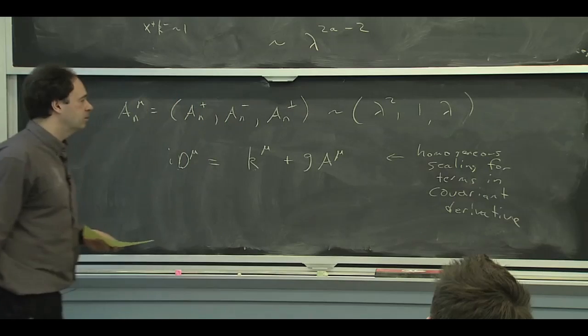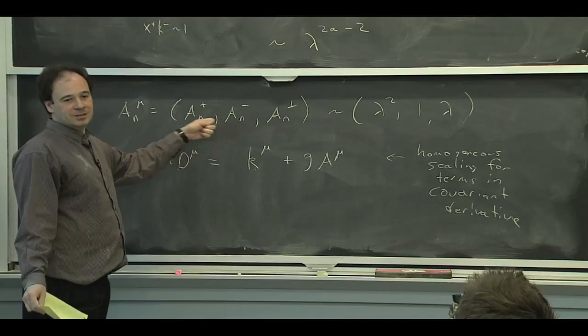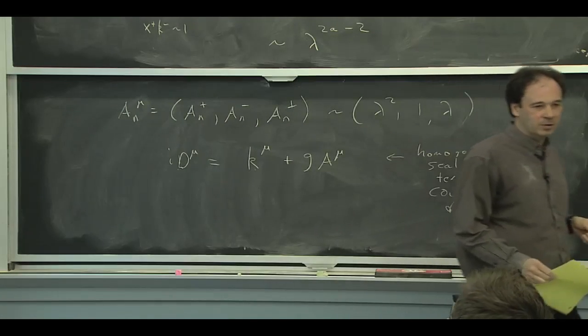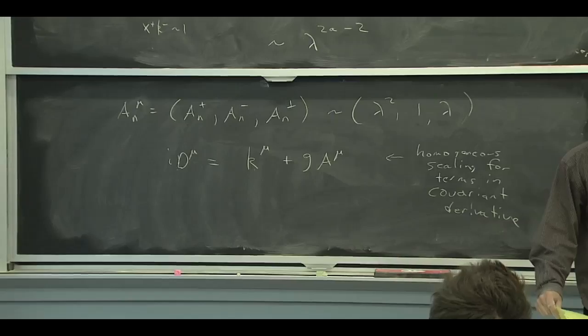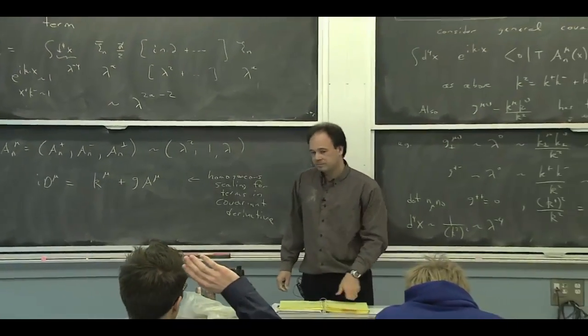It all hangs together. So next time we'll talk about what it means that the gauge field has components that are scaling in a different way. In particular, there's a component of the gauge field that's order 1. There's no power suppression for that component, and we'll talk about what implications that has.